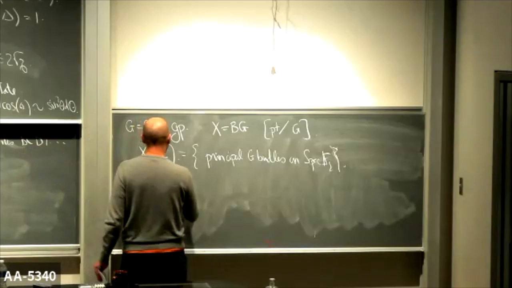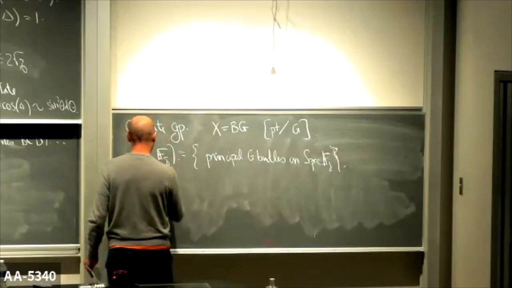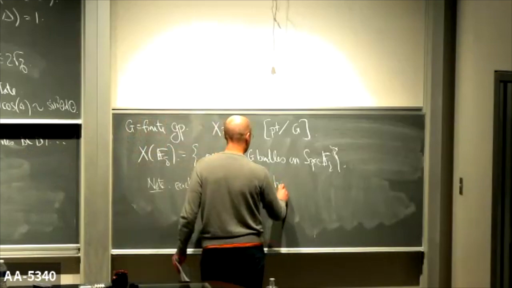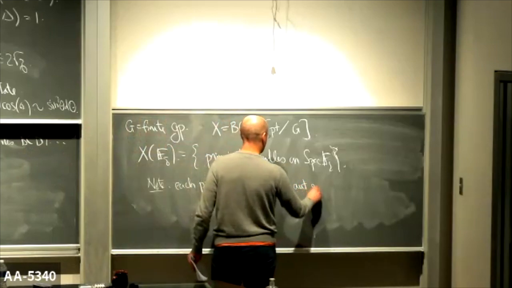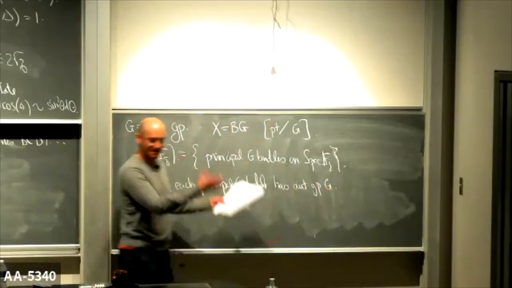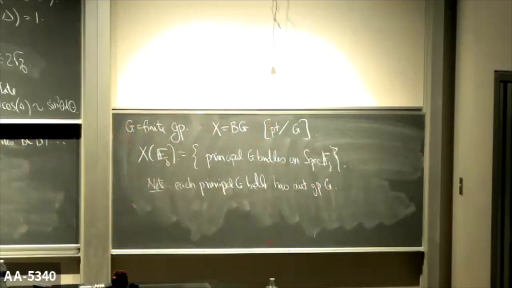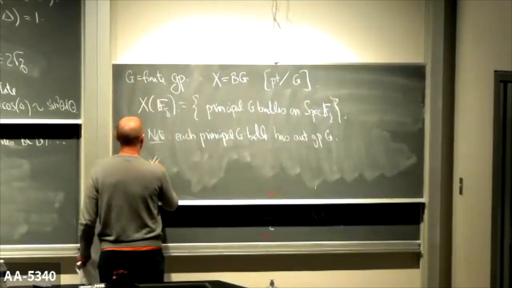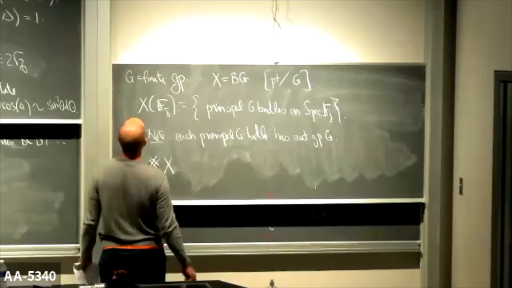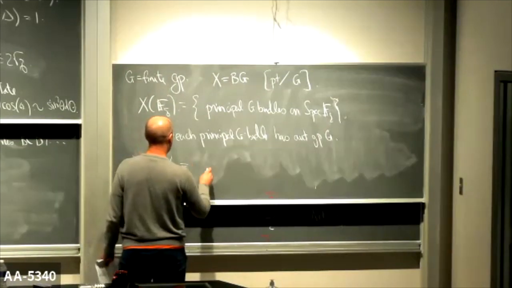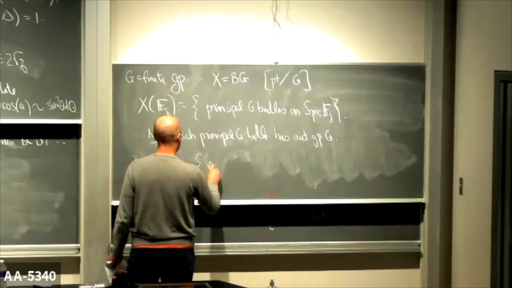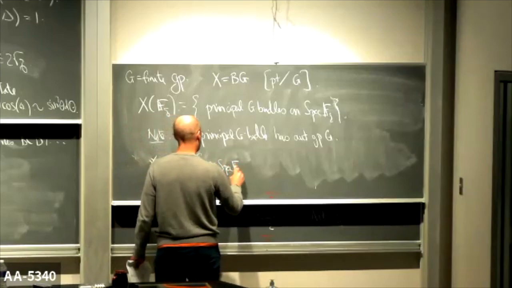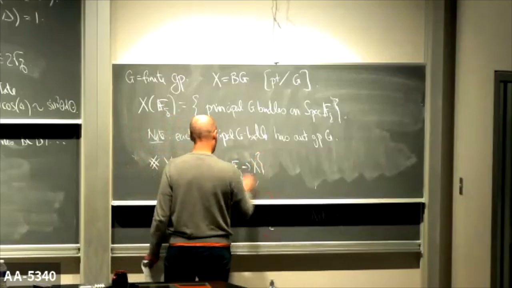And so, note each principal G-bundle has automorphism group G. So G acts simply transitively on the bundle. And so then, however one defines point counting on stacks, this should be the set of points, so morphisms from spec F_q to X.